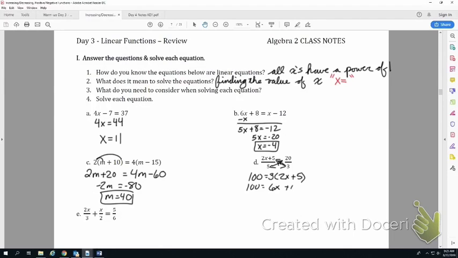So you would need to distribute the 3, subtract 15, and is it 14? Okay, so 14 and 1/6.